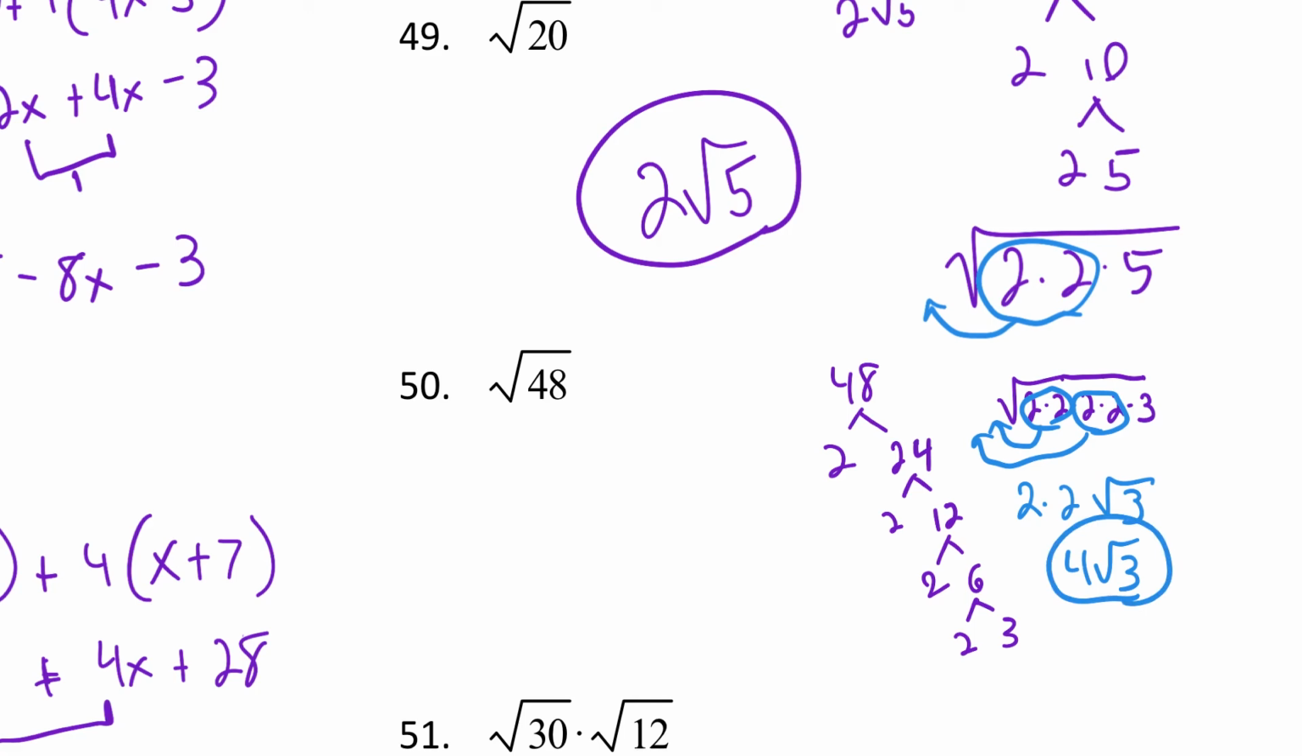Or it's just 16 times 3. And the square root of 16 is 4. 4 times the square root of 3. Okay. Yeah, let's write it nice and big because we're proud of our answer. 4 times the square root of 3.